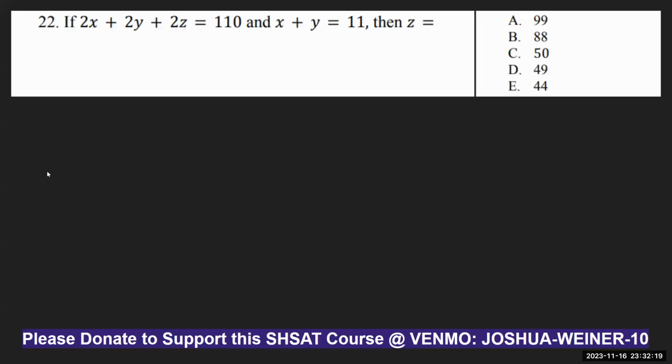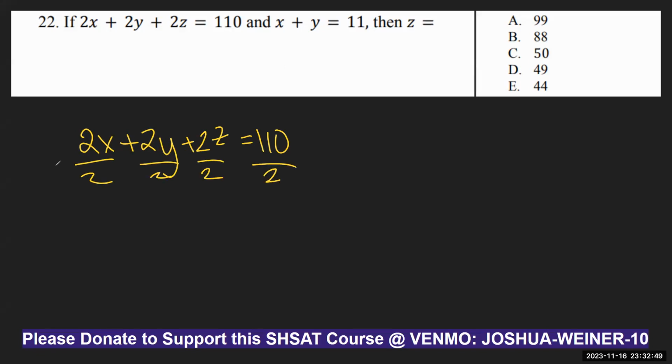Okay, last one, number 22. 22 is another problem solving that's very typical for the SHSAT. And it helps you understand that if you know a little bit about the set, you can sometimes figure out the rest of the set. So 2x plus 2y plus 2z is 110. But we know that x plus y is 11. Okay. Well, everything here is even, so I'm going to divide the whole equation by 2. We're allowed to do that. Then x plus y plus z is 55.